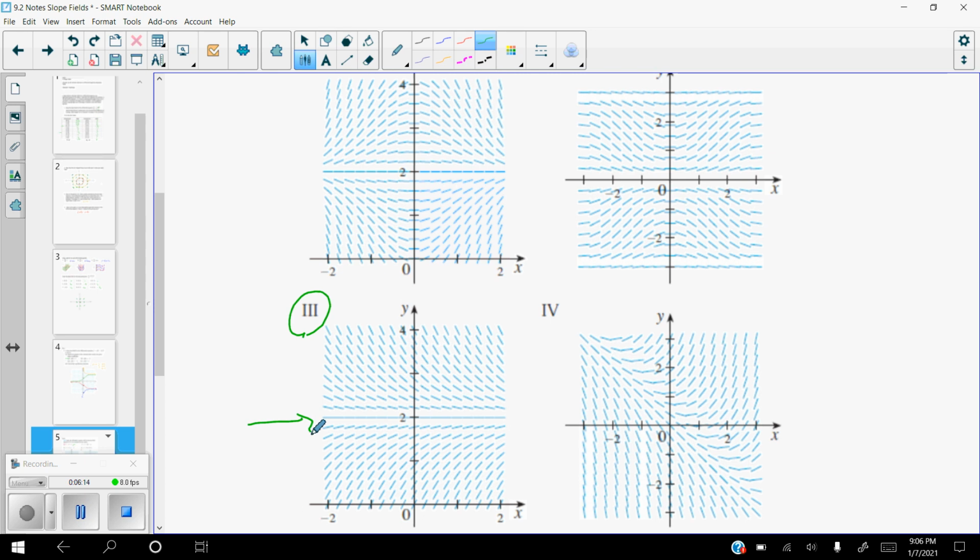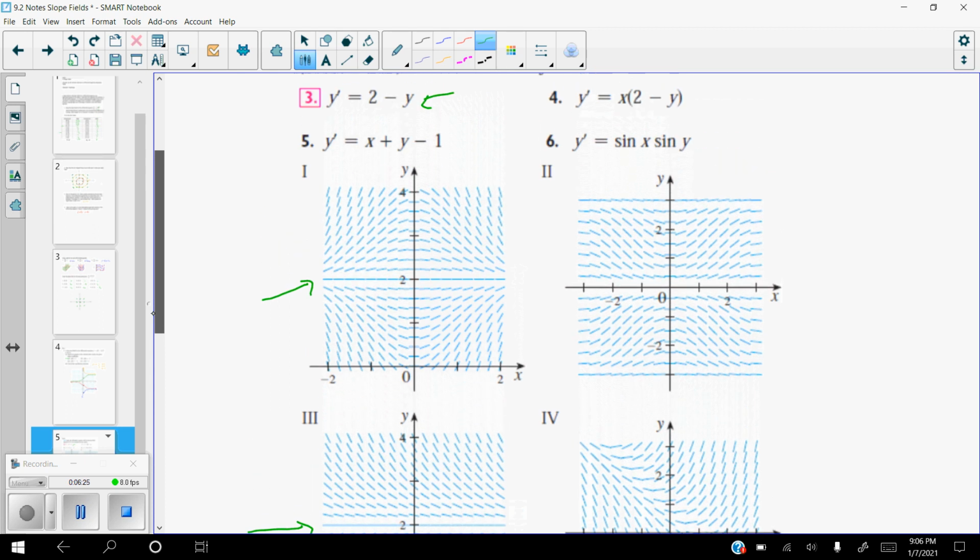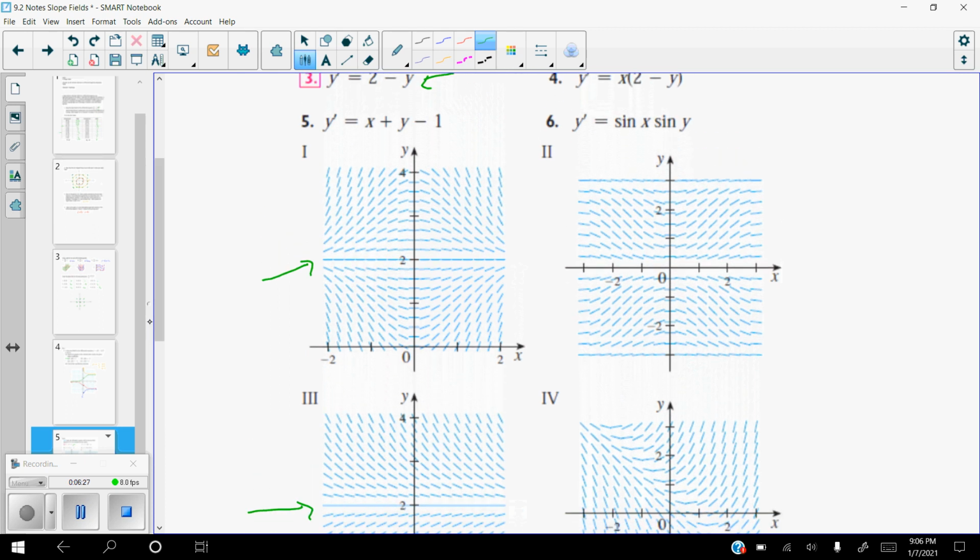I do not see that on any one of these other graphs. Oh, nope, I take that back. Right there, y equals 2, the slope is always 0. So this might not be 3. Let me take that back. Let's see, what else could we figure out?